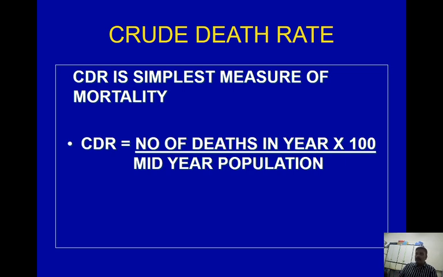So crude death rate is the simplest measure. It is the number of deaths in a year divided by the mid-year population, multiplied by 1000 or 100. If it is a larger population, or if the number of deaths is very high, you multiply by 1000, but if it is less, then you multiply by 100.